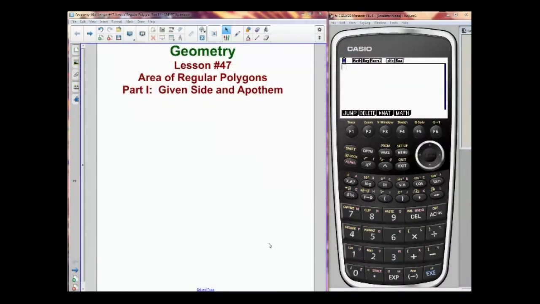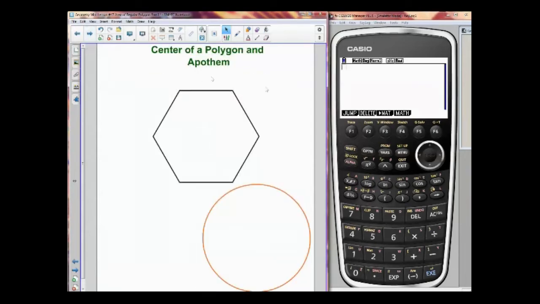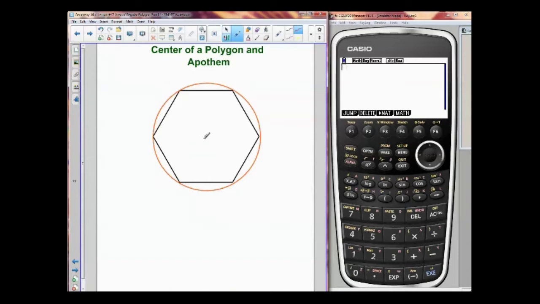We're going to talk about area of regular polygons, and in this part 1, we're going to give you the side and the apothem, and we're just going to find the area basically using the formula. Now the center of the polygon is found by inscribing the polygon inside a circle where each vertex touches the circle. That makes these, and let's go to the center right here, that makes this a radius right here.